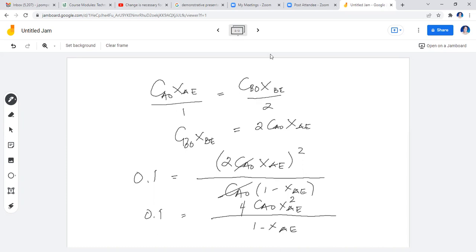Now our goal is to determine XAE, the equilibrium conversion for A, our dinitrogen tetroxide. But I need the CaO. How do I find the CaO? Okay, if this is our equation 1, I need CaO. That way, the only unknown left here is XAE. How do I find CaO?